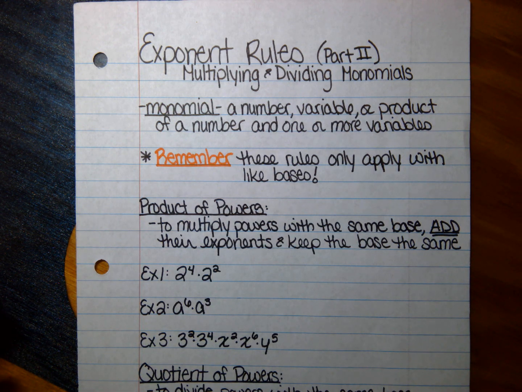Exponent Rules Part 2. So this is when we're multiplying and dividing monomials. A monomial is a number, a variable, or a product of a number and one or more variables. So it's basically a whole bunch of parts touching. Remember that these rules only apply with like bases. So you cannot combine things if they don't have the same base. These rules only apply if they have the same base.